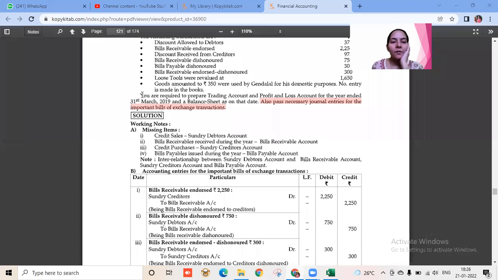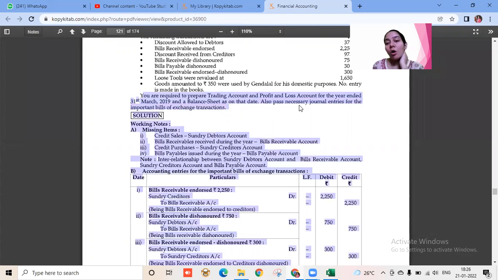So first, what are we required to do? You are required to prepare trading and profit and loss account for the year ended 31st March 19 and balance sheet as on that date. Also pass necessary journal entries for the important bills of exchange transactions.